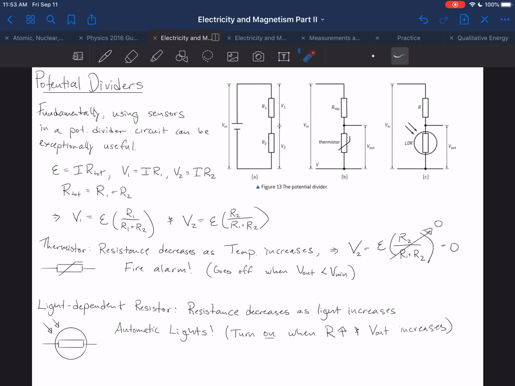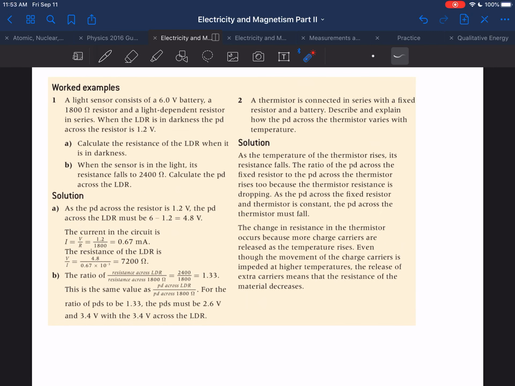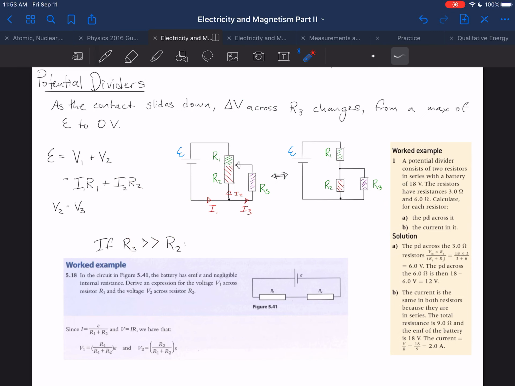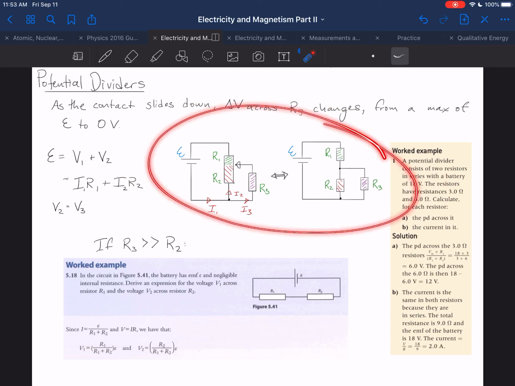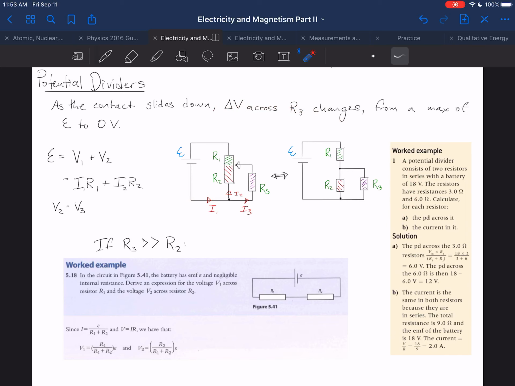So, big picture, potential divider circuits can be used for a bunch of different purposes. There are a couple of examples here that you should take a look at. And in general, you should be prepared to answer questions about this general structure of a circuit. Be prepared to analyze this circuit for different values of R1, R2, and R3, with circuit elements that might vary in resistance at each of these points.